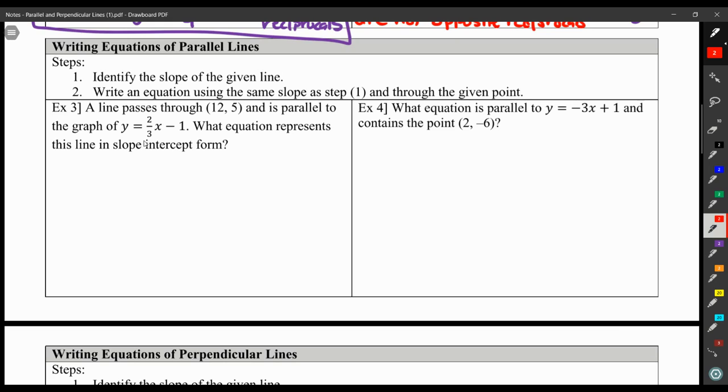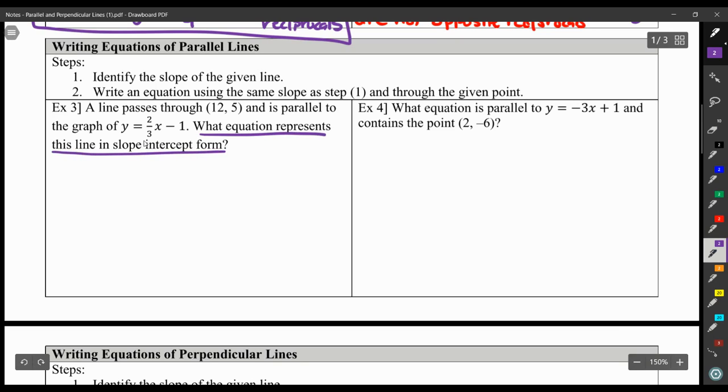So what this is asking you to do is write an equation that represents the described line in slope-intercept form. So before we start, let's decide, what do we know about this new line that I'm creating? Well, I know that it has to pass through (12, 5). So I know that (12, 5) has to be on the line. I also know that it says it is parallel to the graph of y equals 2/3 x minus 1. And when I see this word parallel, I know that that means that my slopes have to be the same.